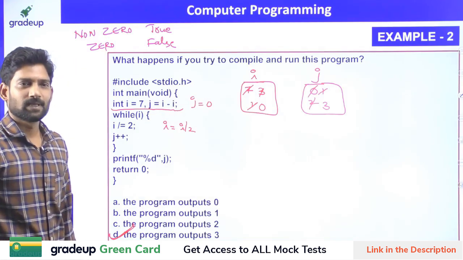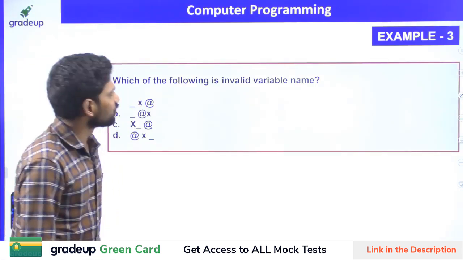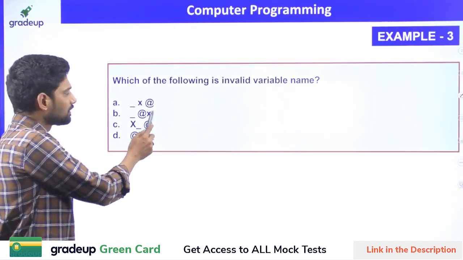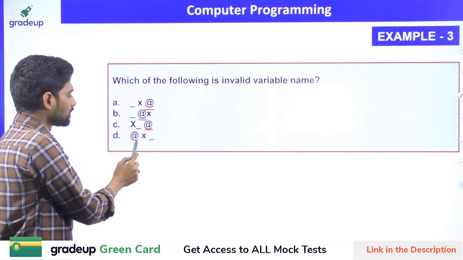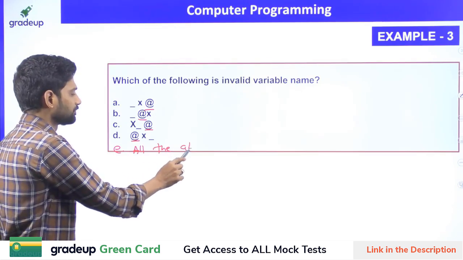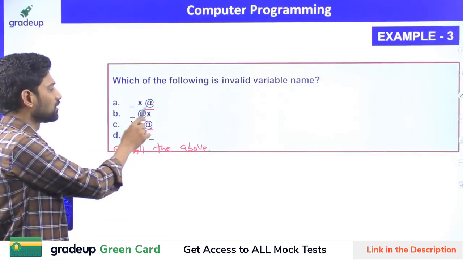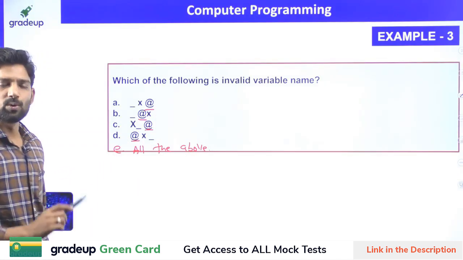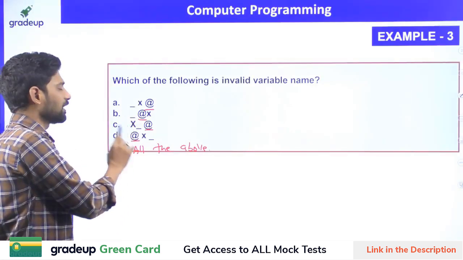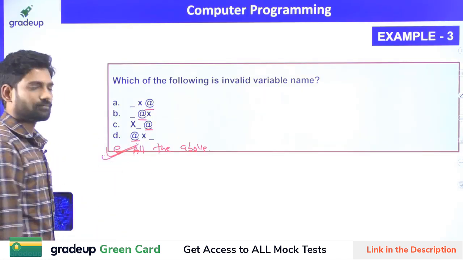Okay, next question: which of the following is an invalid variable name? If you observe, no symbol is allowed, so it should be all the above. All are invalid because throughout the name no symbol is allowed, and every option has a symbol here. All the above is the answer.